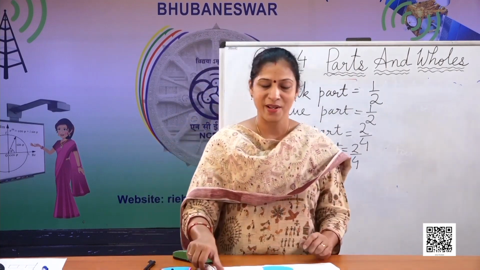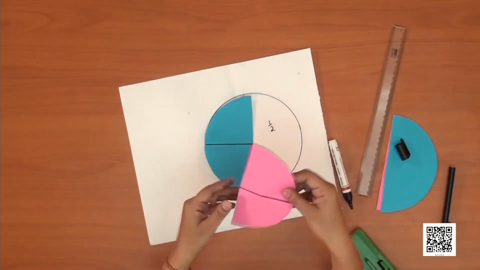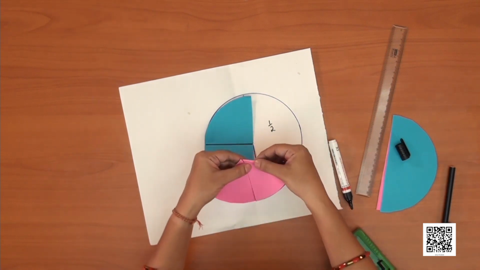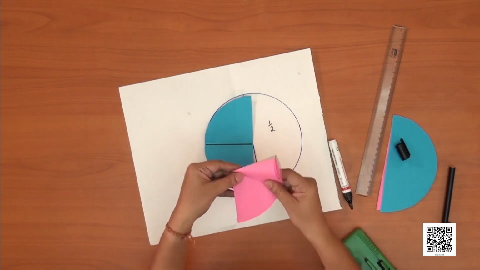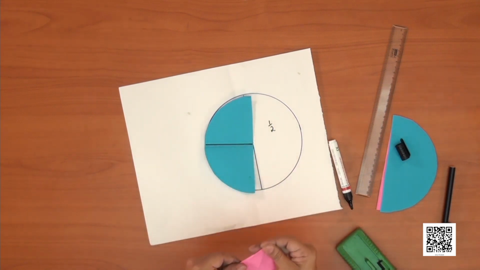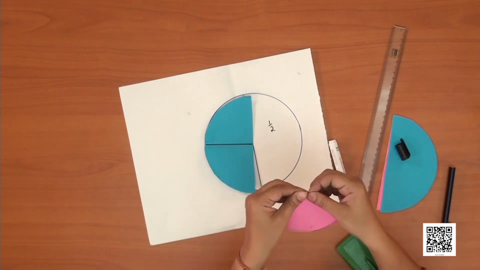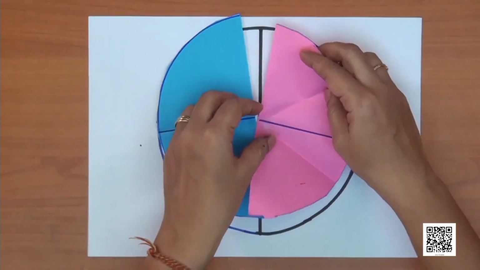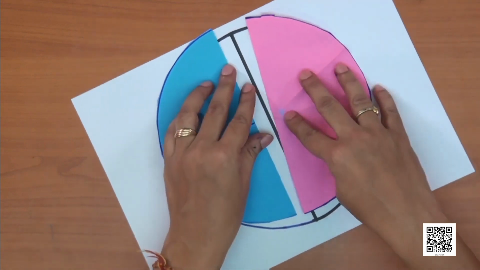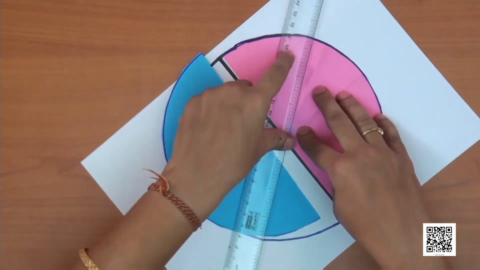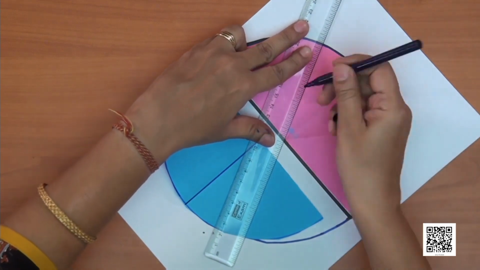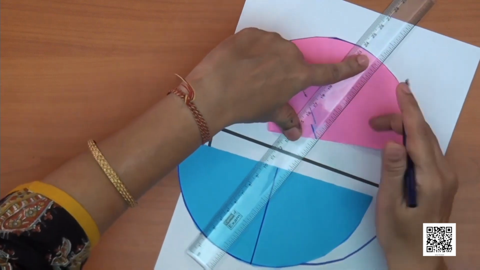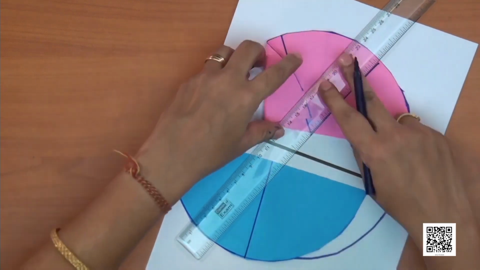Now next we are going to divide this into 3 equal parts. So for that we can draw like this. We can just divide into 3 equal parts. You can always fold the paper and make it into 3 parts. Now you can see that it has been divided into 3 equal parts. Now let's put a line on this. This is one part. This is second part. And this is third part.